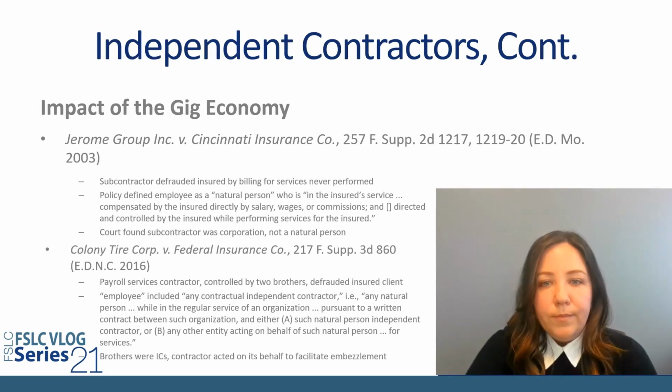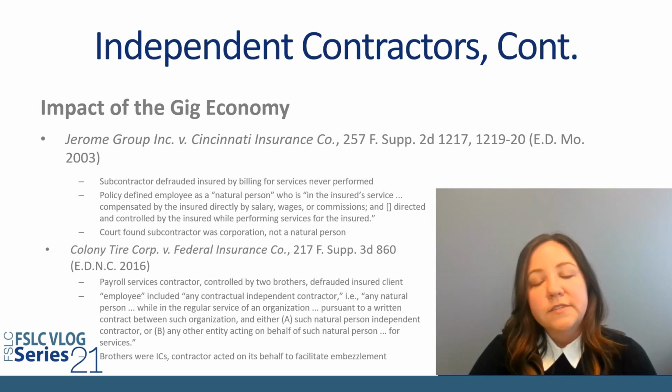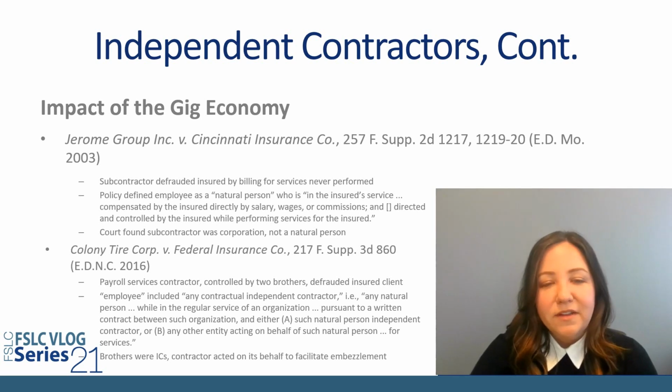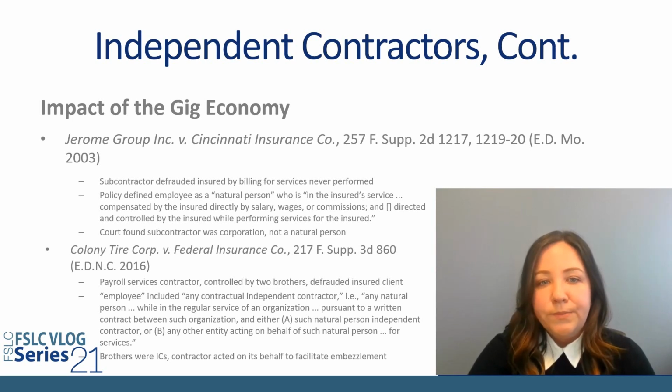Perhaps in response to the growing number of independent contractors performing services in today's workforce, insureds have increasingly attempted to include independent contractors in their policy's employee definitions, with varied success. For example, in Jerome Group, a subcontractor defrauded the insured by billing and receiving payment for services never performed. The insured argued that the subcontractor was an employee under its policy, which defined an employee as a natural person who is in the insured's service, compensated by the insured directly by salary, wages, or commission, and directed and controlled by the insured while performing services for the insured.